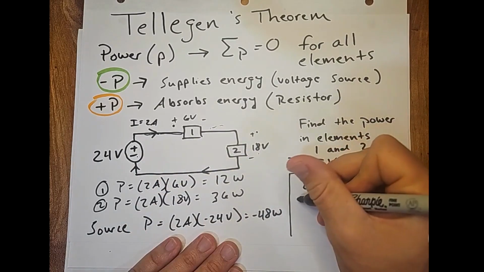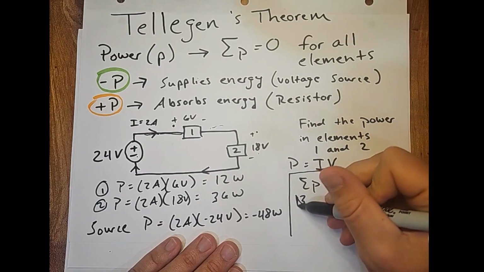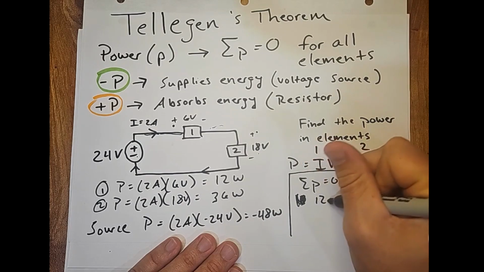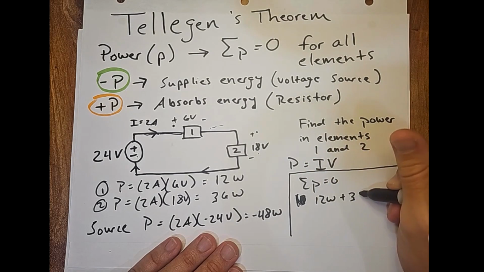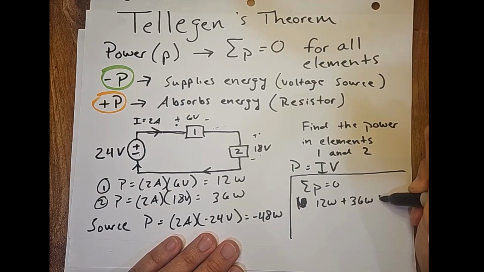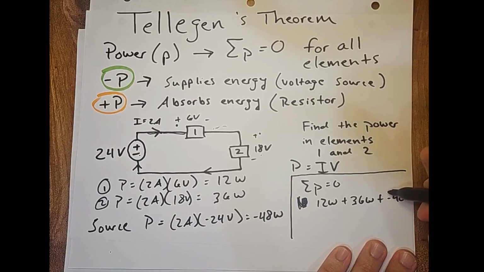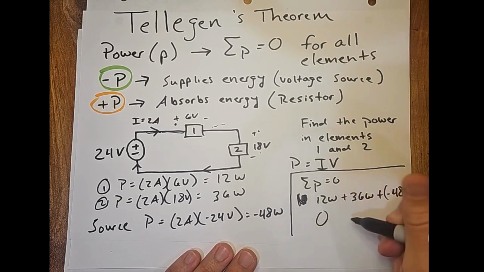So we have 12 watts. I just drew a 13. I don't know why in the world I did that. Ignore that. So we have 12 watts plus 36 watts plus, of course, it's going to be negative 48 watts. Put that in parentheses. All right. 12 plus 36, that's 48. Minus 48, of course, is 0 watts.